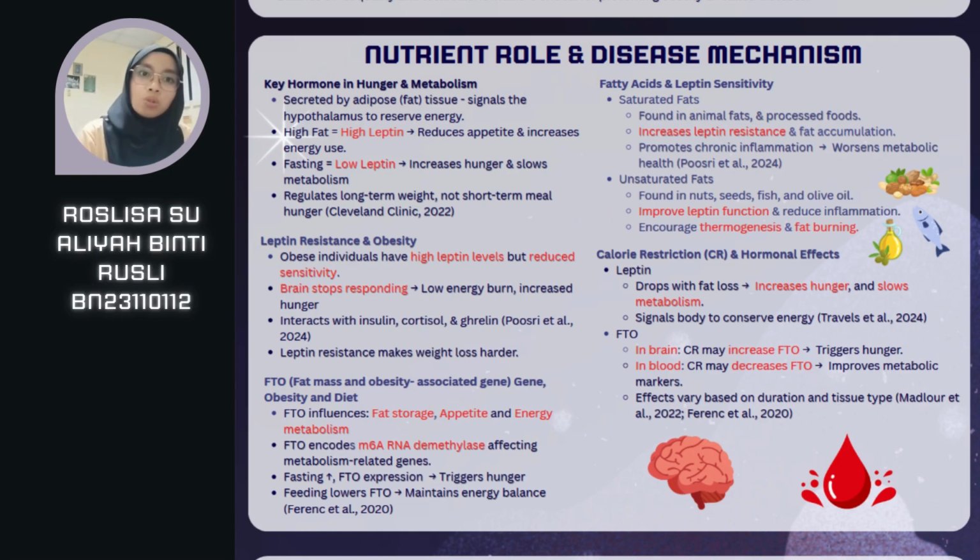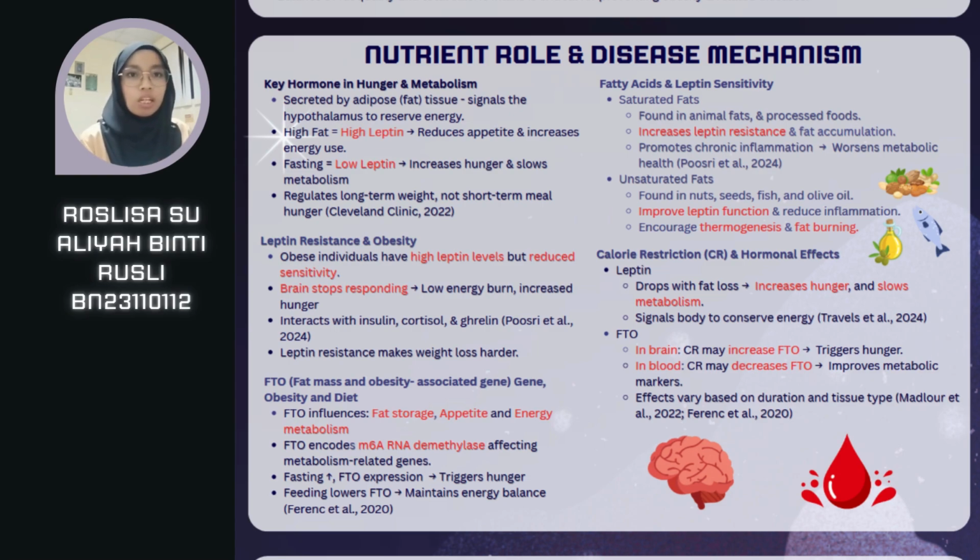Dietary fats also affect leptin. Saturated fats, common in processed food, increase leptin resistance and cause inflammation, leading to weight gain. On the other hand, unsaturated fats like those in nuts, fish and olive oil improve leptin function and support fat burning. Lastly, calorie restriction, or CR for short, affects both leptin and FTO.